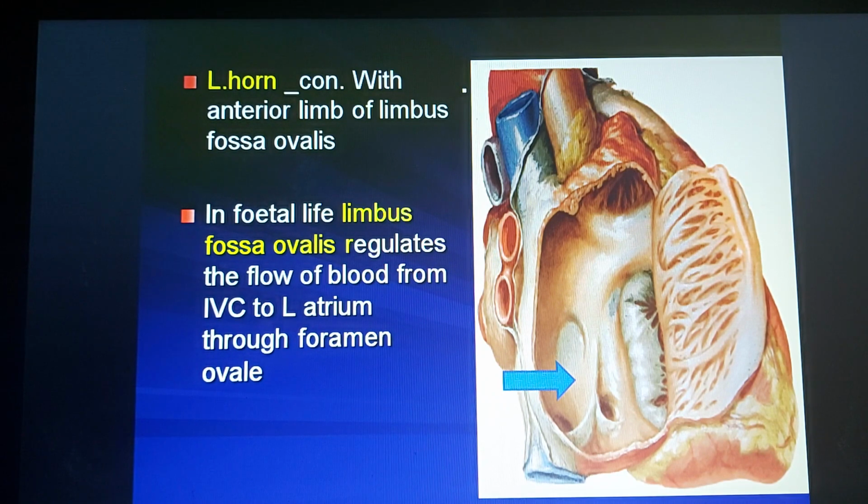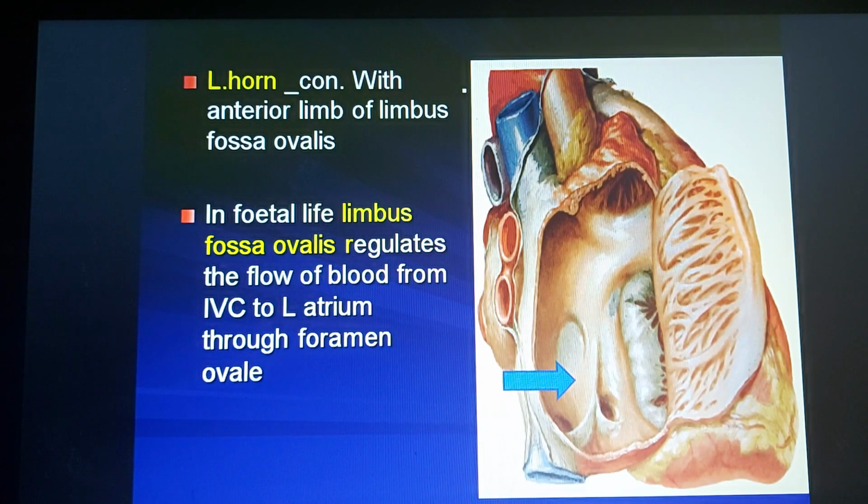Just above and left to the inferior vena cava, this is the inferior vena caval opening, there is a depression present. The depression is called the fossa ovalis. Around that there is a sickle-shaped margin, called the limbus fossa ovalis. It presents an anterior limb and a posterior limb.